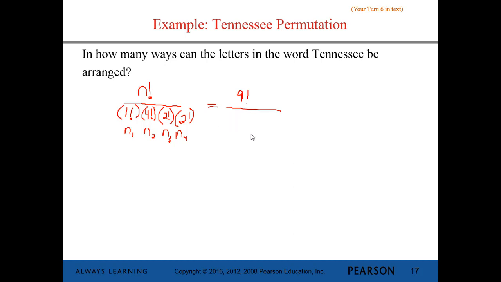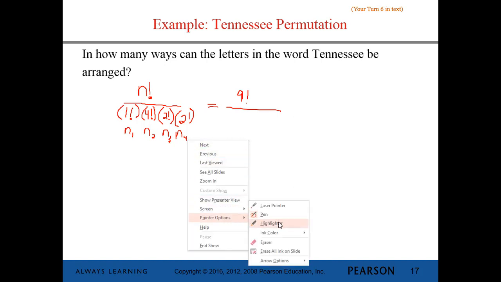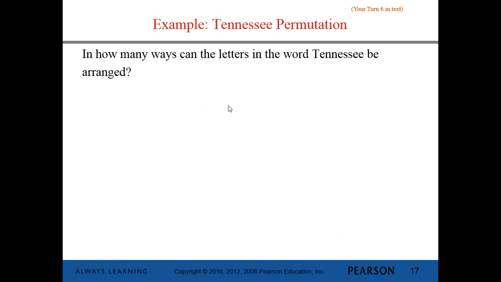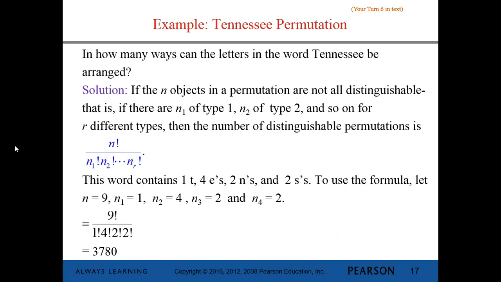Okay, and then the rest go on the bottom. And then all I have to do is take the 9 factorial and then divide by 1 factorial, 4 factorial, 2 factorial, and 2 factorial. Okay, and then it's basically just plug and chug. So if I look at the answer, so here it is, right? I'm going to use this formula for the distinguishable permutations, and so I get my answer here, which turns out to be 3,780 different distinguishable sequences of those letters.